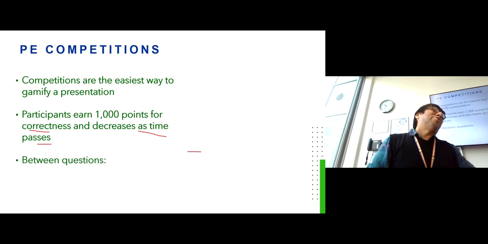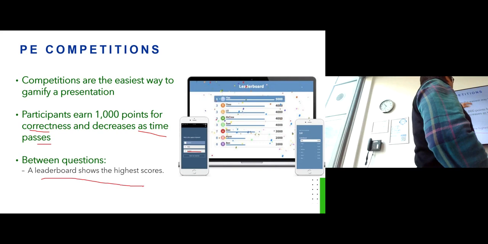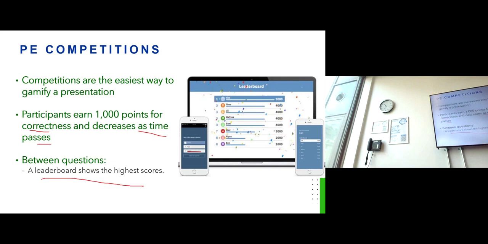In between questions, look, you can have a leaderboard. When you review the right answer, then you can see the leaderboard. After any question you finish, you can see who is coming out on top.